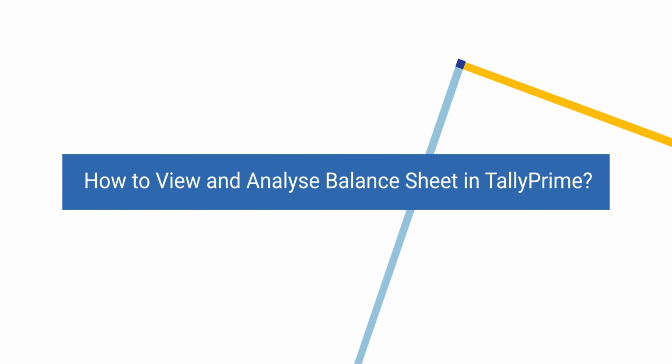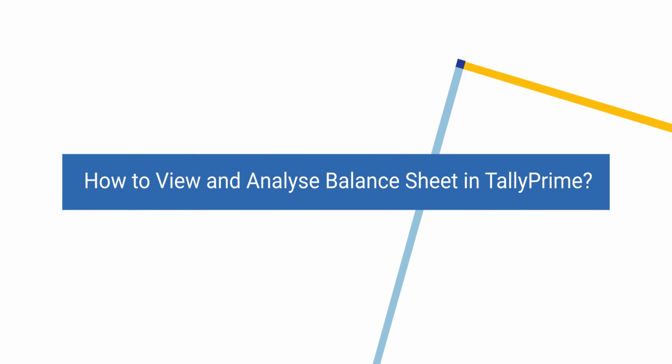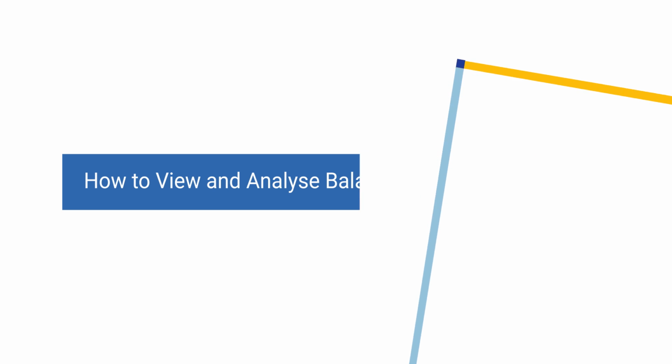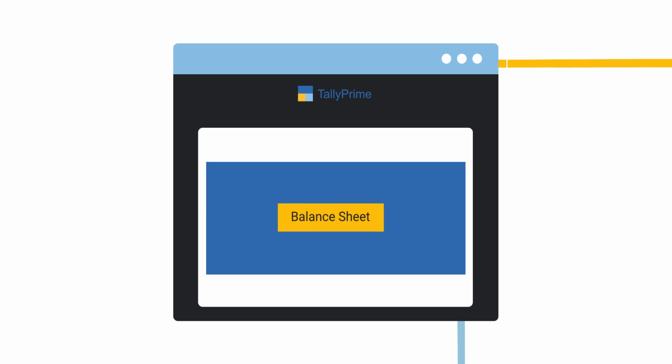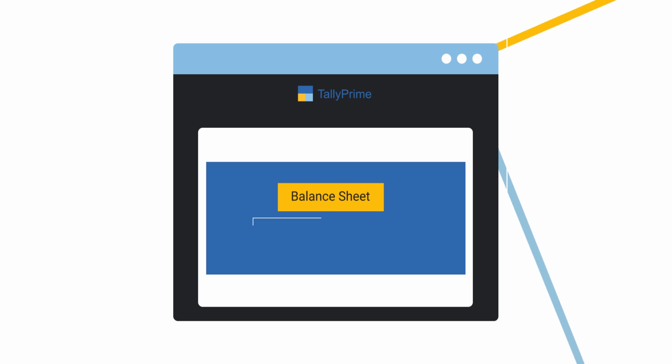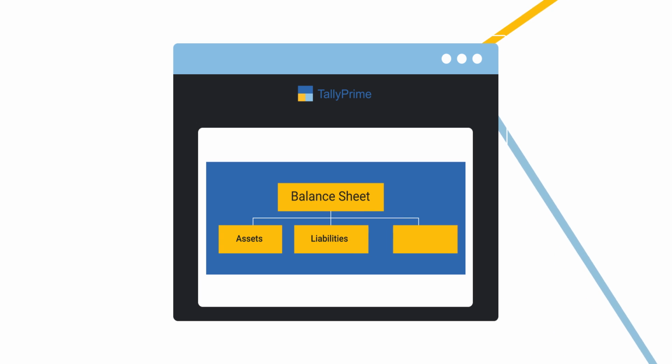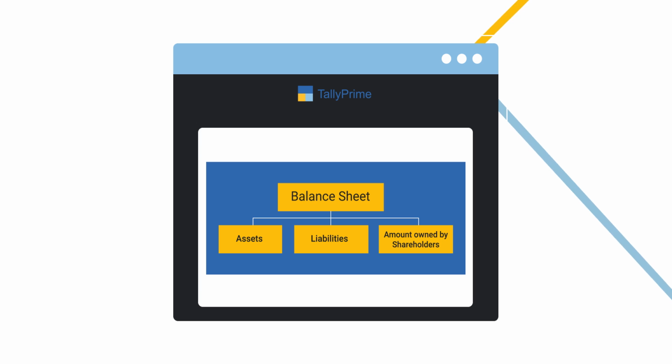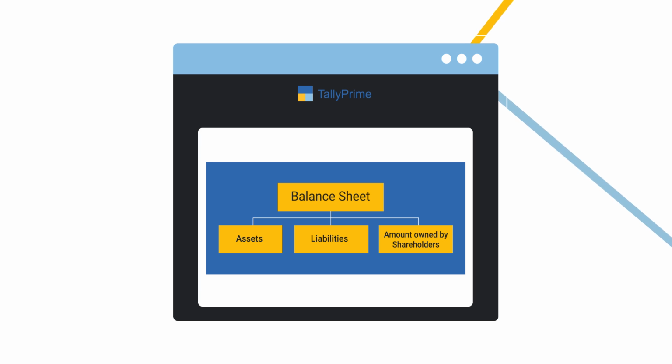In this video, you'll learn how to view and analyze balance sheet in TallyPrime. The balance sheet is a key financial statement that reveals the details of the company's assets, liabilities, and the amount owed by the shareholders, giving you the complete view of company's financial position.